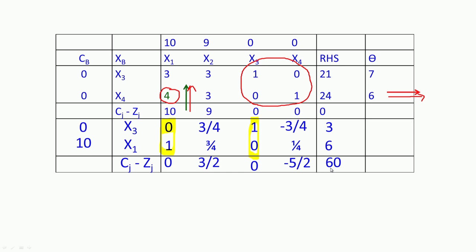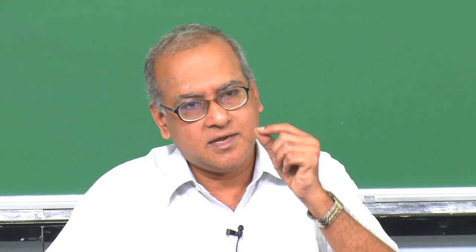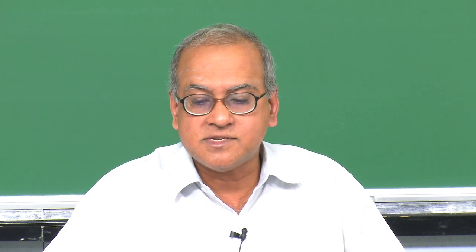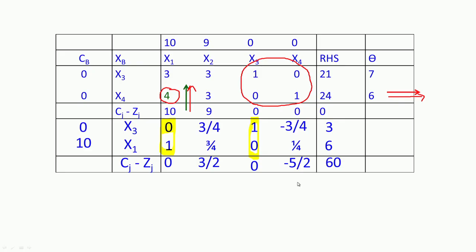to 60. Now we wish to increase the objective function further, and we realize that the basic variables have 0 Cj minus Zj. The non-basic variable only x2 has a positive value. So enter the non-basic variable with the most positive Cj minus Zj. Now we have to find out whether x2 has to replace x3 or x1.